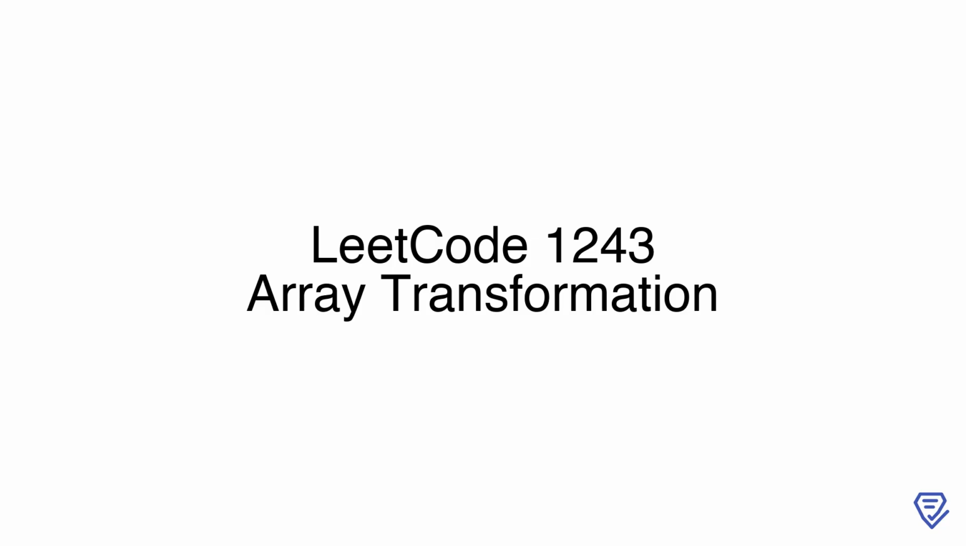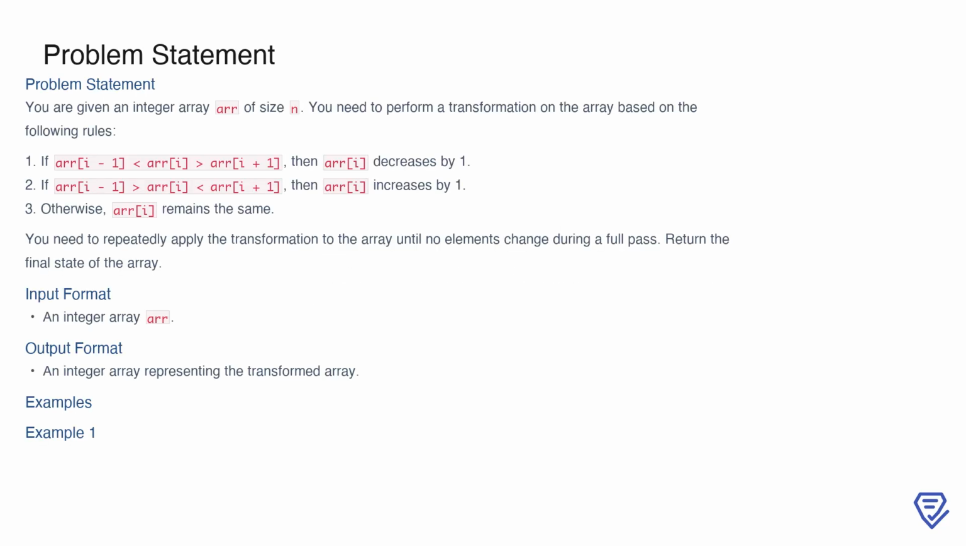Let's dive in. In this problem, you're given an integer array called arr with n elements. Your task is to perform a transformation on the array following a set of specific rules. If an element arr[i] is greater than both its neighbors, arr[i-1] and arr[i+1], it decreases by 1. On the other hand, if arr[i] is smaller than both of its neighbors, it increases by 1. For all other cases, the value of arr[i] remains unchanged.